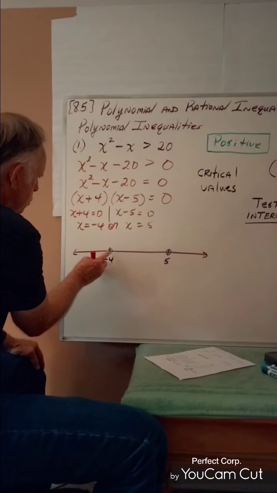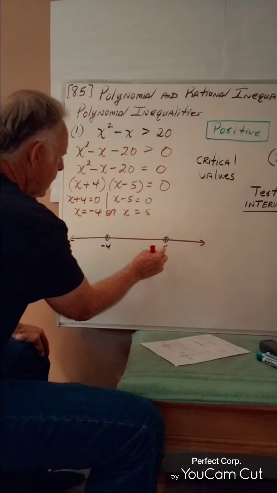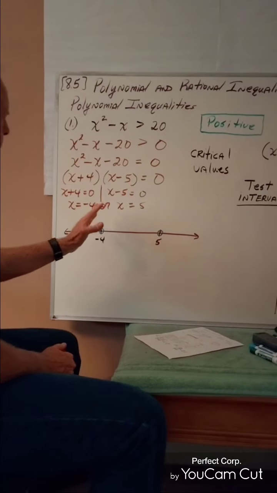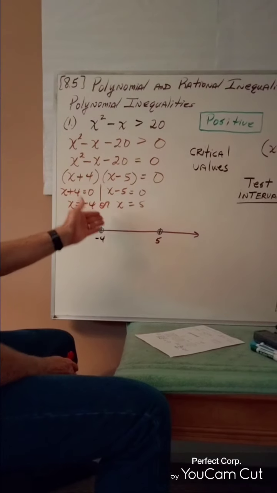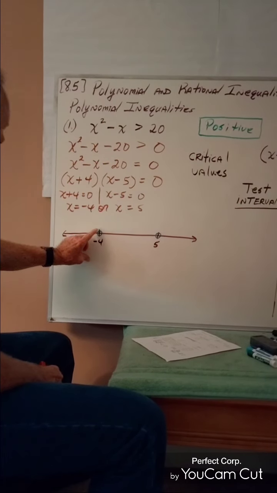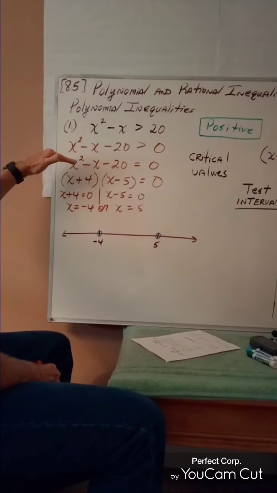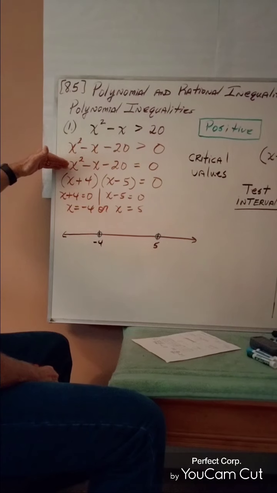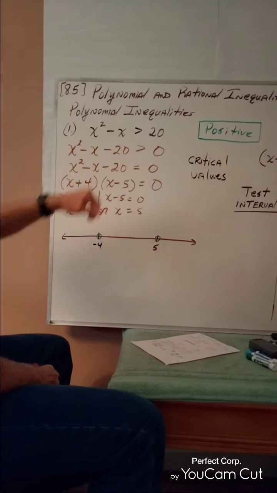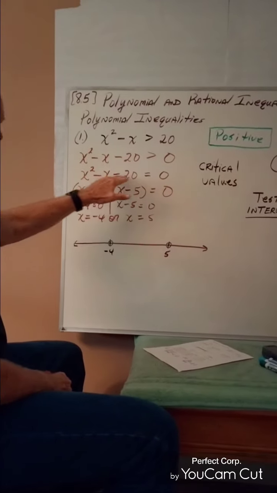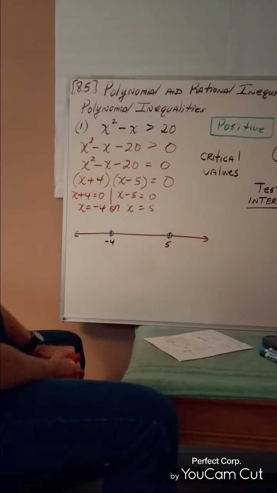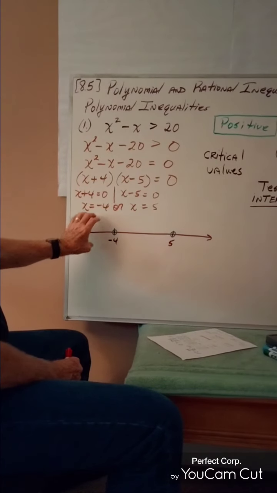I put a little circle on the number line at negative 4, and I put a little circle on the number line corresponding to the positive 5. I did that for one primary reason. The negative 4 is a value that if substituted into this quadratic equation right here, we would get a 0 on the left-hand side. And if I substituted 5 in place of x in this quadratic equation, I would also get a 0. These two values are dividing this number line up into 3 intervals.